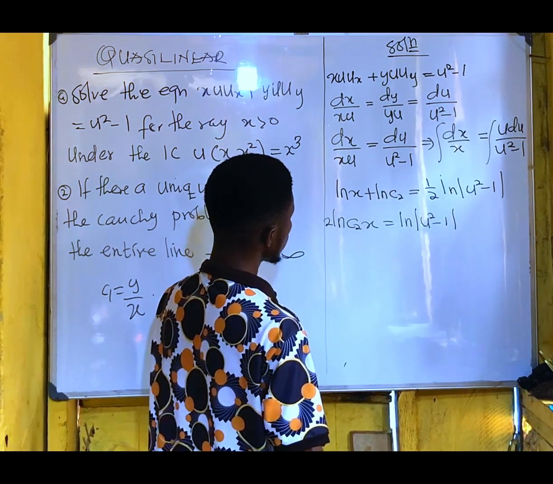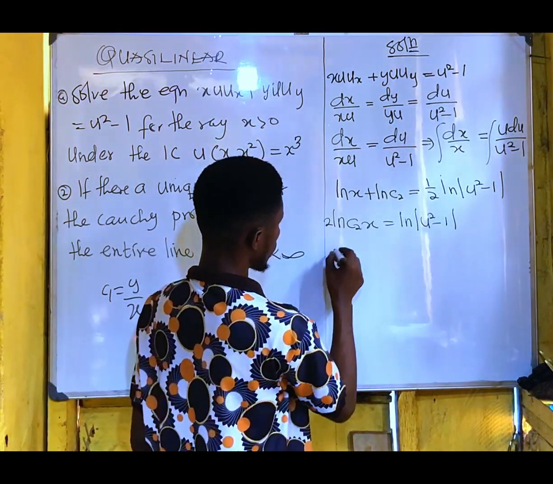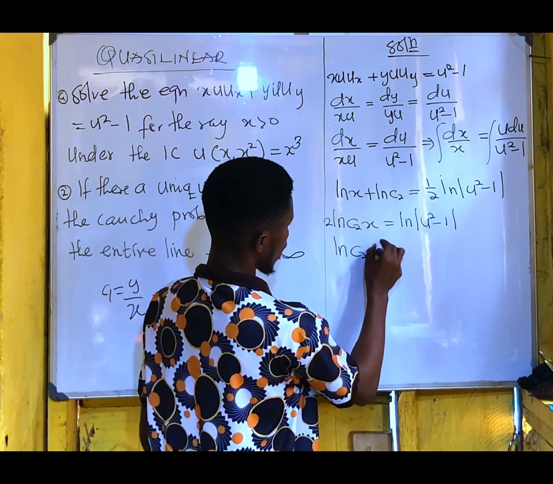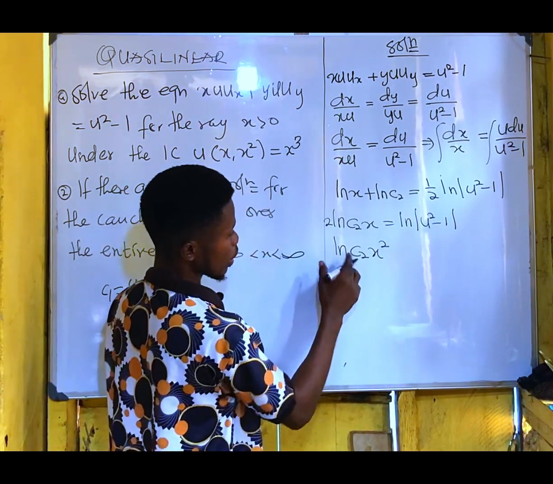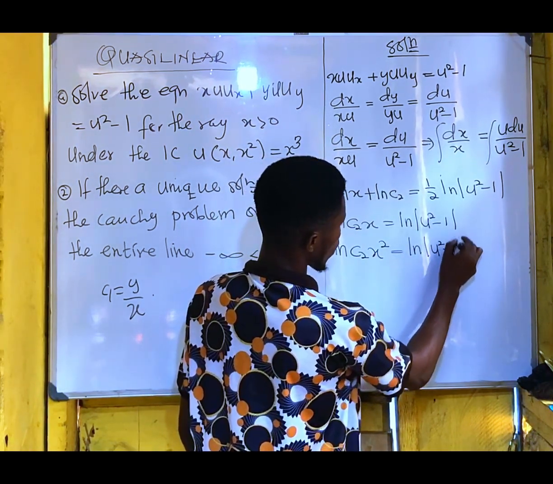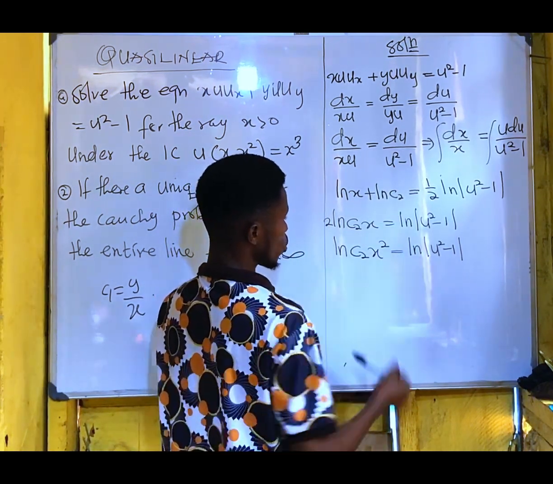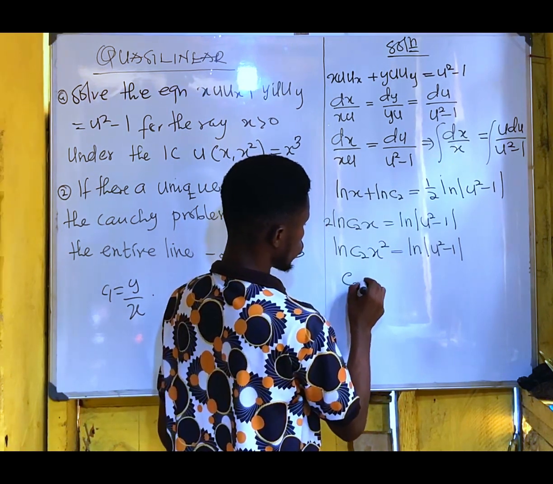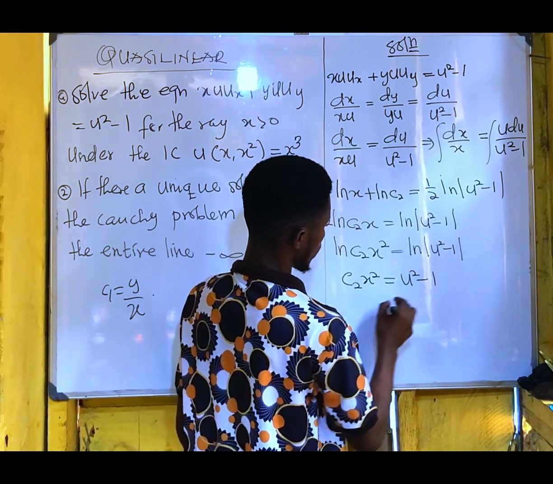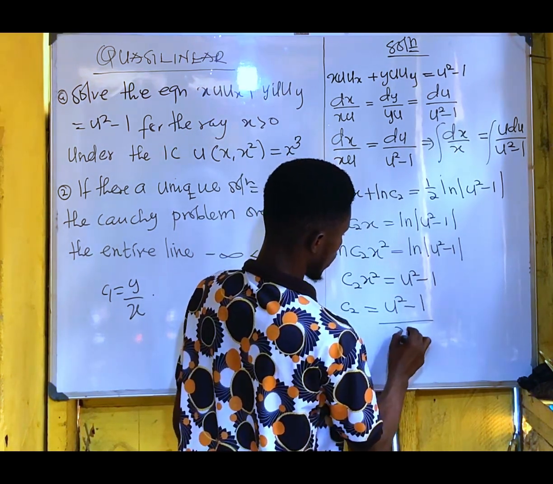So you know logarithm, these 2 can come here, so that we have ln c2 x squared. The square is affecting the constant, but constant squared is still constant, equals ln of u squared minus 1. So if you look at this, if you take the ln, they will cancel out, leaving c2 x squared equals u squared minus 1. Therefore, c2 will be equal to u squared minus 1 all divided by x squared.